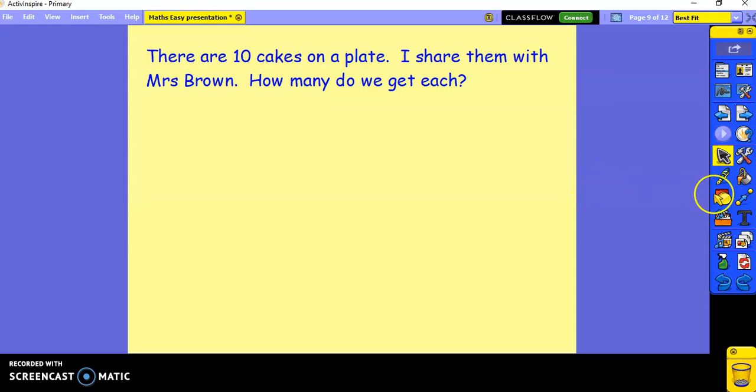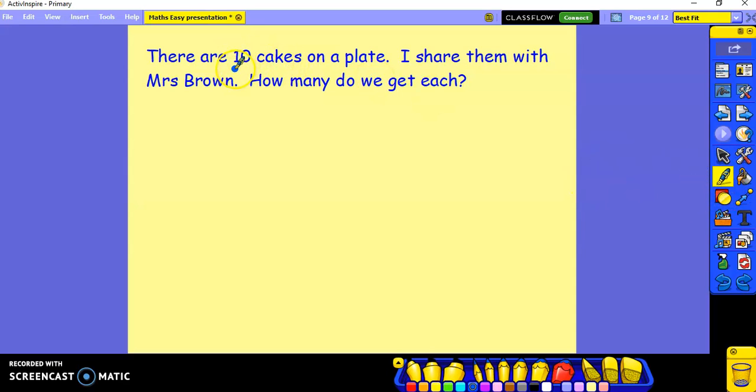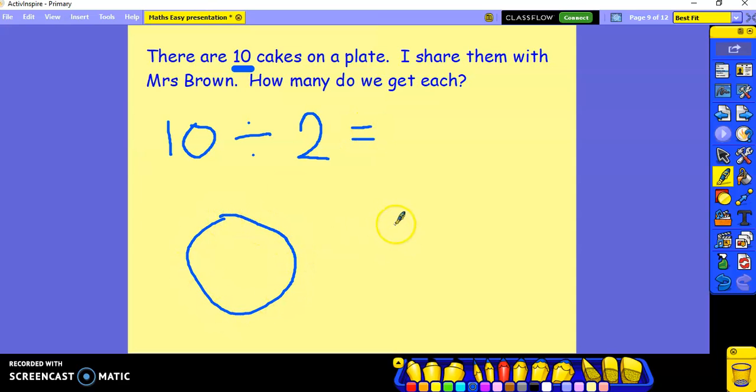Okay, so I've got 10 cakes. I know that's where I'm starting off today. My whole is 10. And I know that I'm sharing because it says I share with Mrs. Brown. So if I'm sharing them with Mrs. Brown, there's Mrs. Brown and there's me. So that's 2 people. So 10 divided by 2. So I'm finding half. So I'm going to draw my plates or draw my sharing hoops.